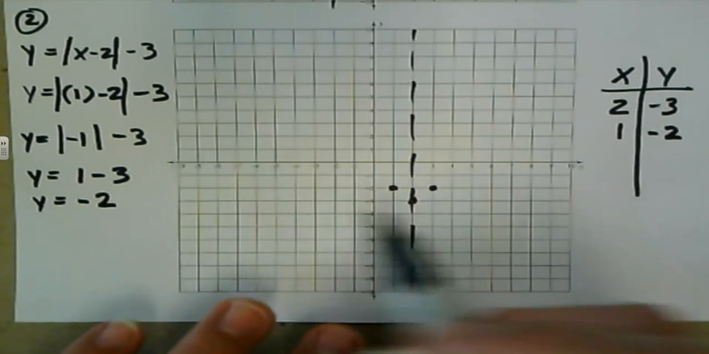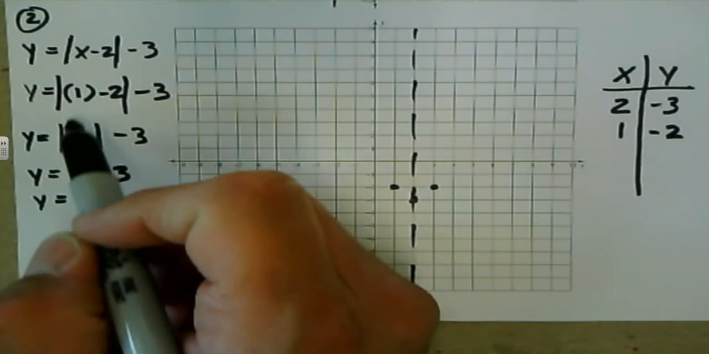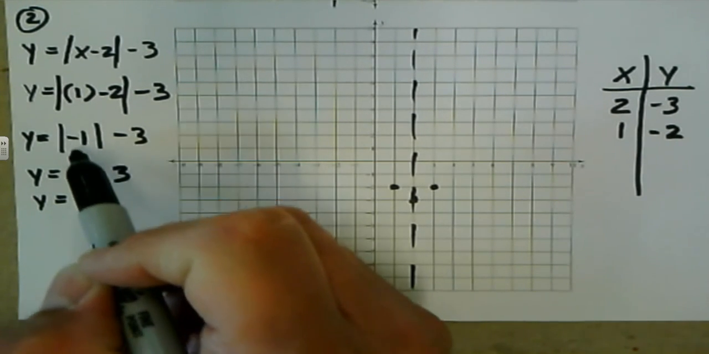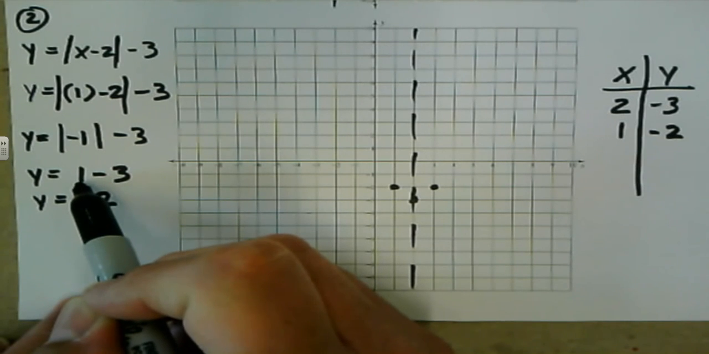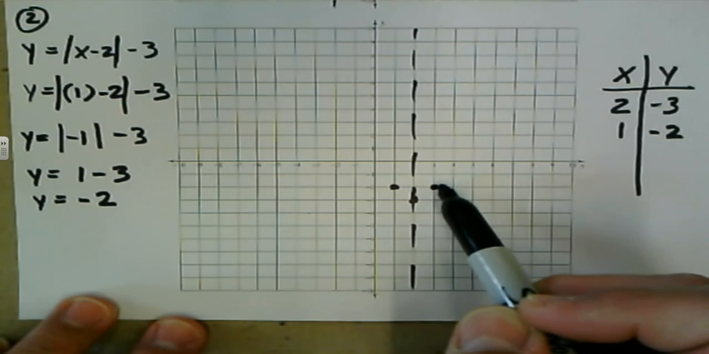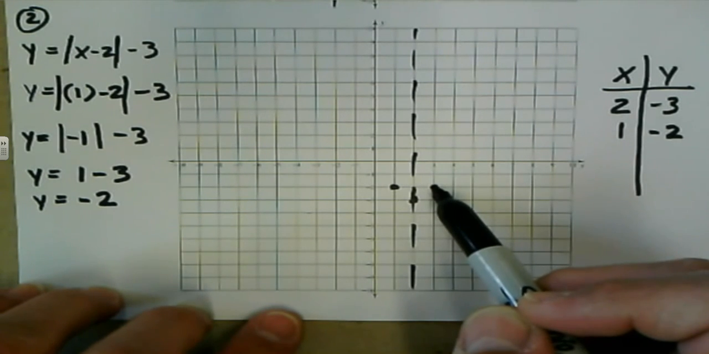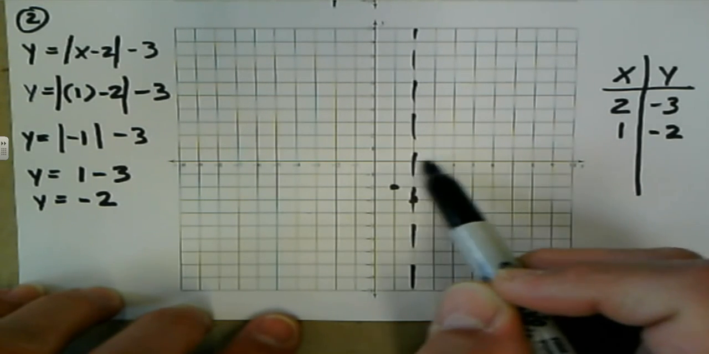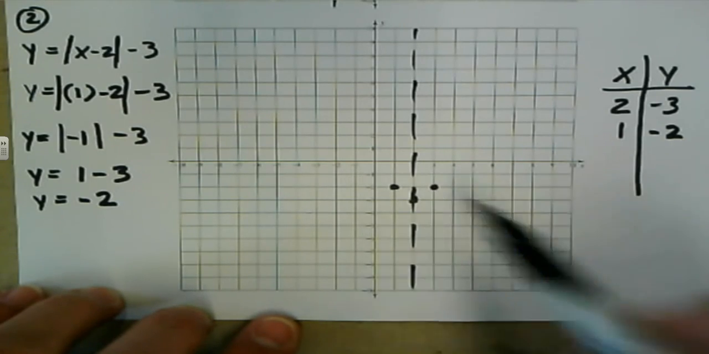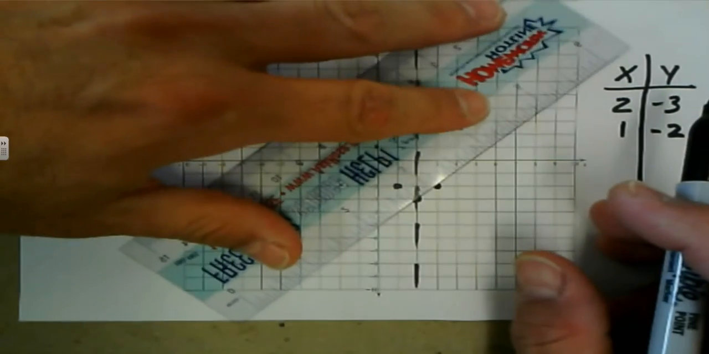Now somebody asked about the 3. If I put 3 in here, 3 minus 2 is 1. The absolute value of 1 is 1. 1 minus 3 is negative 2. You come out with the same thing, which would be 3 and negative 2, which is you'd go to the 3 and you go down to negative 2, which is that dot we just did. All right, we're not going to do that second dot.